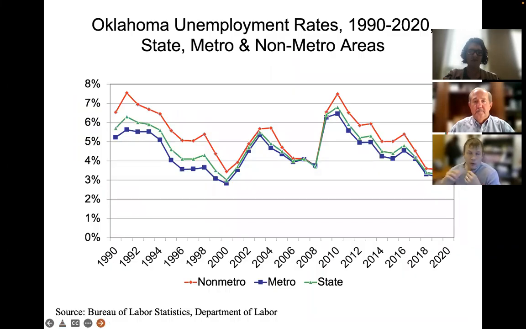This chart shows us the unemployment rates between 1990 and 2020. And the thing that stands out to me here is, if you look across all of Oklahoma's history, the unemployment rates in non-metro areas, the more rural areas, really were higher than metro areas. And it's kind of striking to me to look at the trends in unemployment leading up to the 2008 recession.